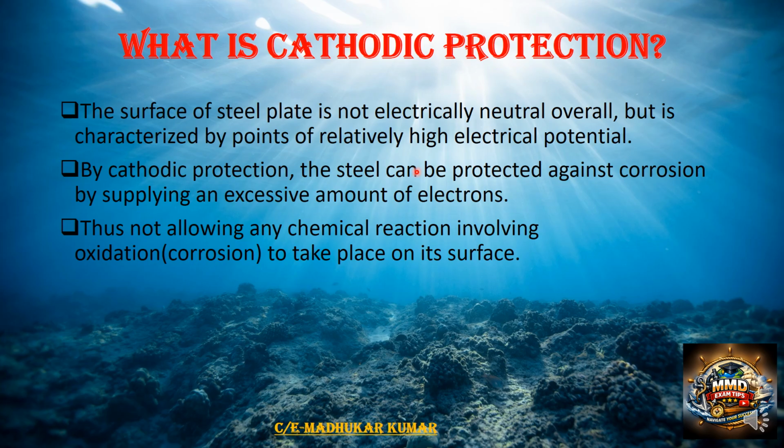By cathodic protection, the steel can be protected against corrosion by supplying an excessive amount of electrons. But first of all, we have to know how much is required. And it varies also with so many factors. I will discuss those factors in one of the coming slides. Thus not allowing any chemical reaction involving oxidation. So if we supply the current, this will make the hull negative and it will not allow the corrosion to take place.